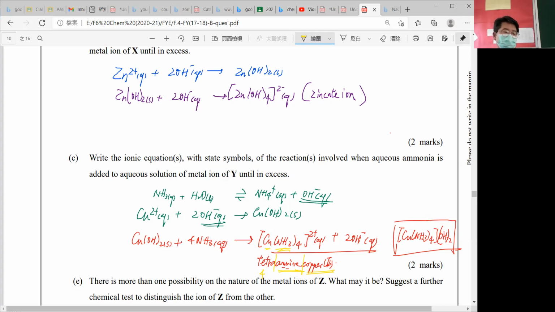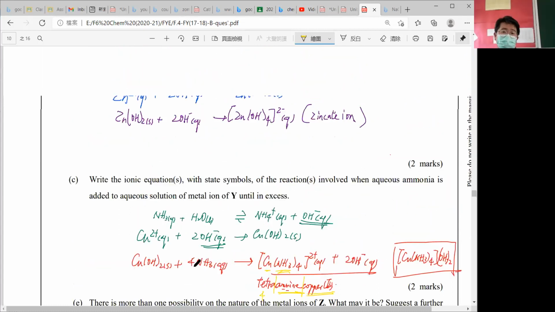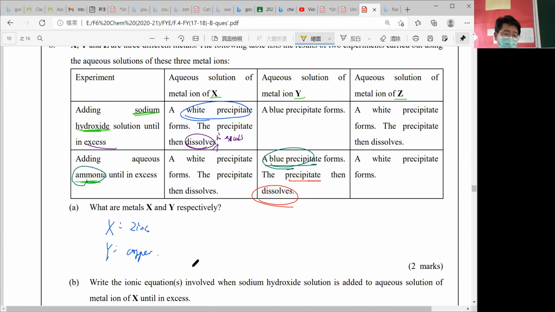Now here comes part E. There is more than one possibility for the nature of the metal ions of Z. What may it be? Suggest a further chemical test to distinguish the ions of Z from the other. Is it lead(II) ions and aluminium ions? Yes, good. Lead(II) ions or aluminium ions. How will you know? We'll narrow down that too. Okay.